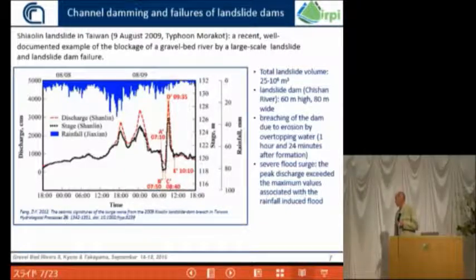And the resulting surge exceeded the peak discharge observed in the previous days when produced by the typhoon, the Morakot typhoon, providing a good demonstration of the potential severity of this process. Again, this is interesting because it was monitored in a quite careful way.